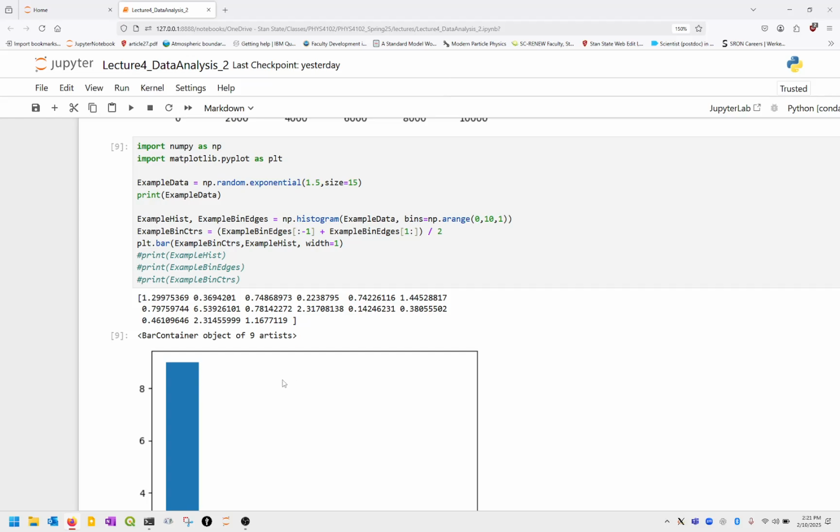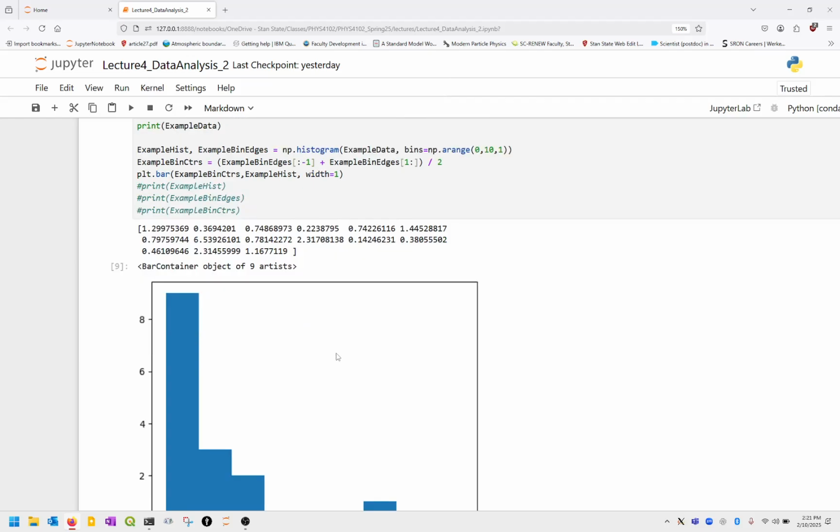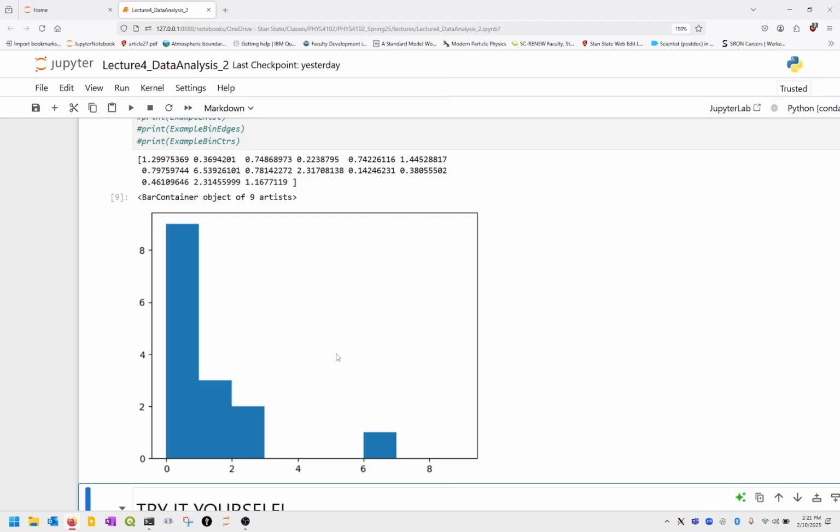You guys are making the histograms in your head as I read these numbers to you. How often does this number come up? That's what this histogram is showing you graphically. In fact, 9 of the numbers are between 0 and 1. 3 of the numbers are between 1 and 2. Two of the numbers are between 2 and 3. And then, of course, there's this one outlier between 6 and 7. Let's make sure that we can connect these numbers together.